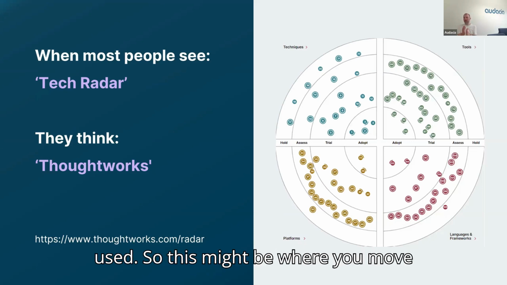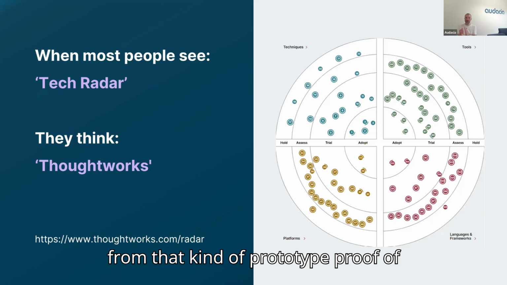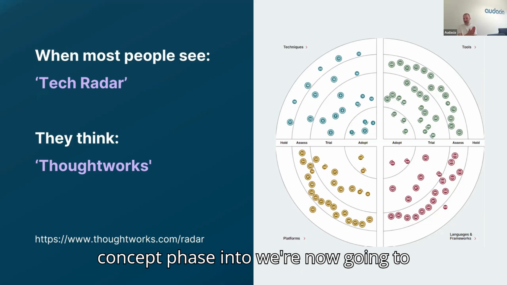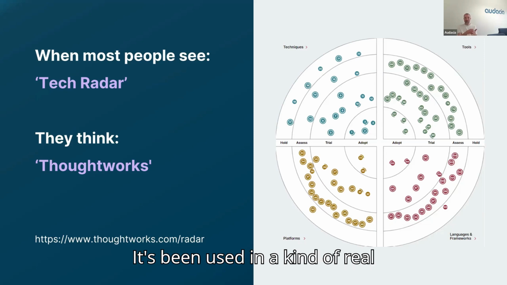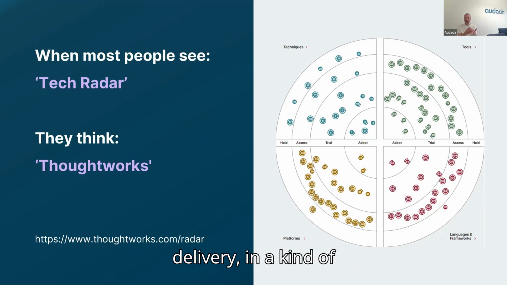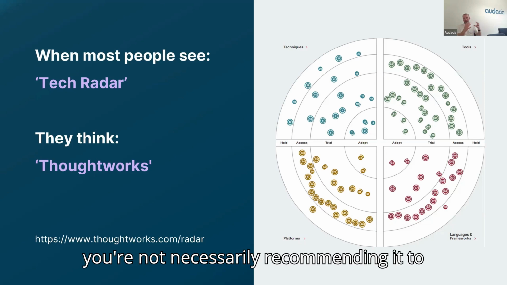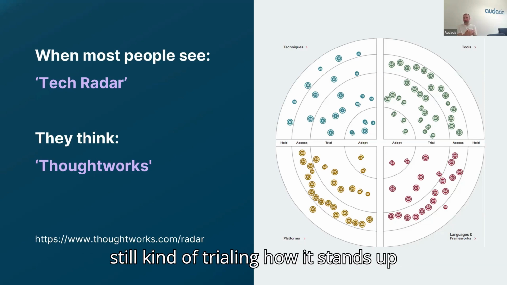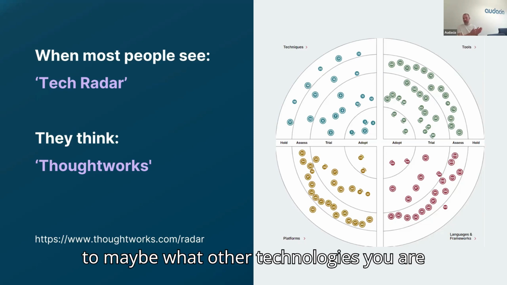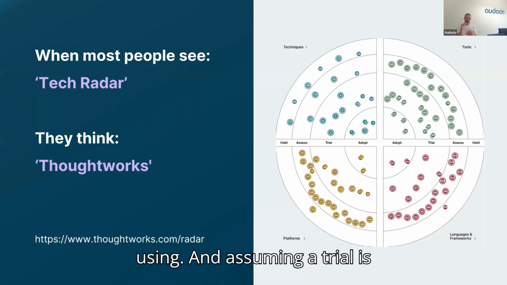Then moving into trials, where it's becoming more actively used. So this might be where you move from that prototype proof of concept phase into we're going to run a trial on a project. So it's being used in a real delivery project, but you're not necessarily recommending it to be used more widely than that. You're still trialing how it stands up to maybe what other technologies you are using.